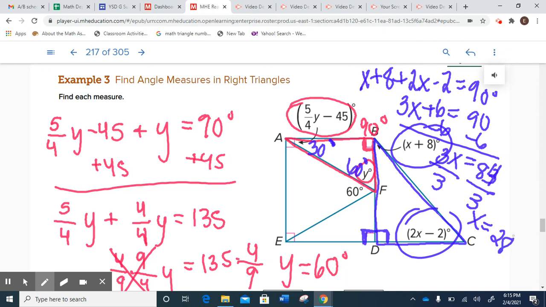So on this one, if I put 28 back into this top equation, 28 plus the 8 is 36. So that makes my leftover angle 54. This one down here is 54, which I could solve by plugging into x, or I could just take away 90, 36 from 180.